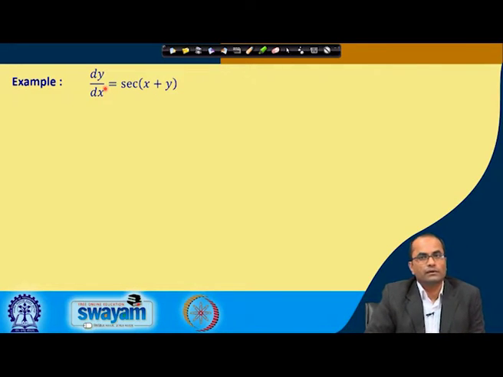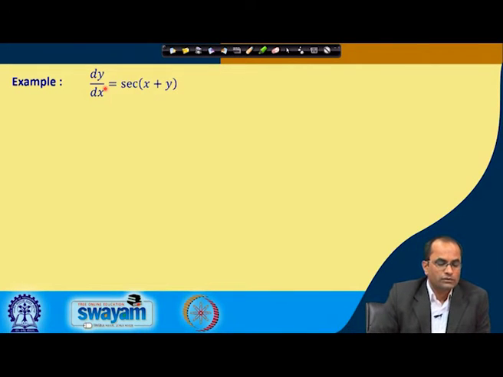Now, we take this example of this kind. So, dy over dx is equal to sec of x plus y. This equation as such, given in this form, is not separable, because we cannot bring all the x to one side and y to the other side. So, we have to use the idea which is described just before.